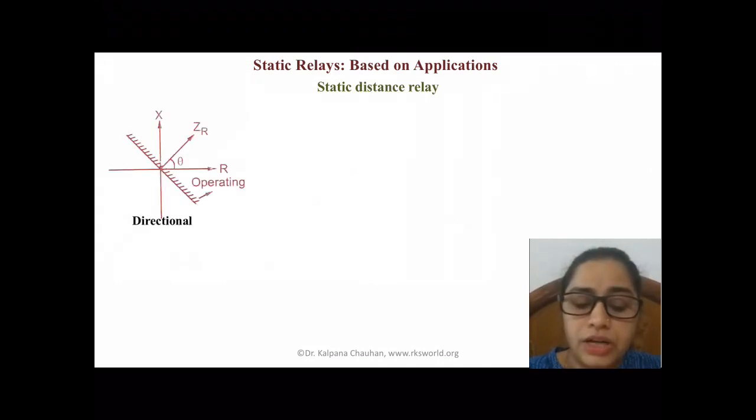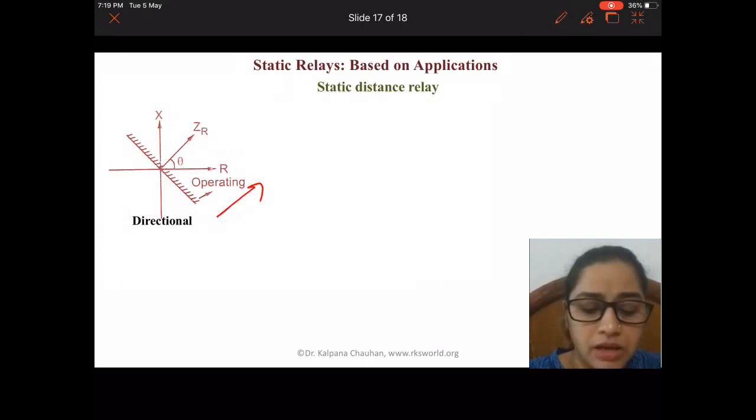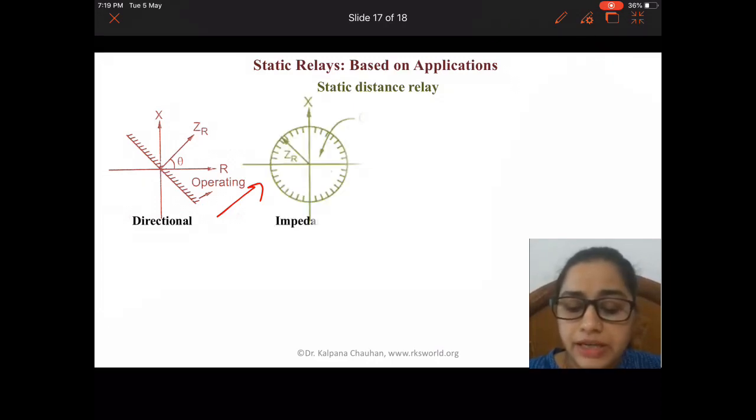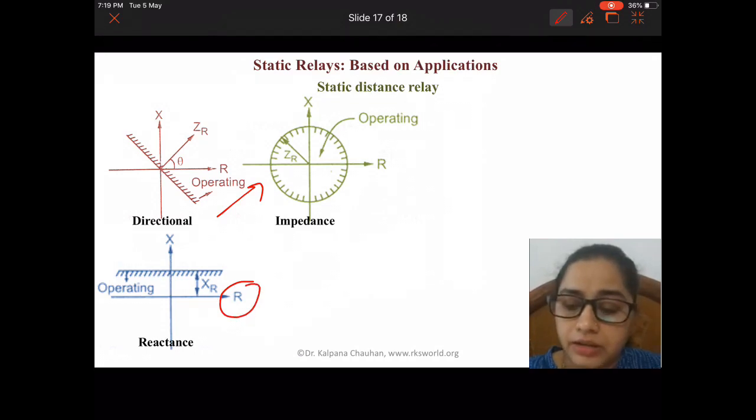direction relay the operating zone is on the upper side. This is the operating zone. Next, for the impedance relay, we have a circle, which is the operating zone, and its radius is ZR. While in the case of the reactance relay, the operating zone is under the line which is parallel to the distance axis, and the distance of this line from the axis is XR, the reactance.